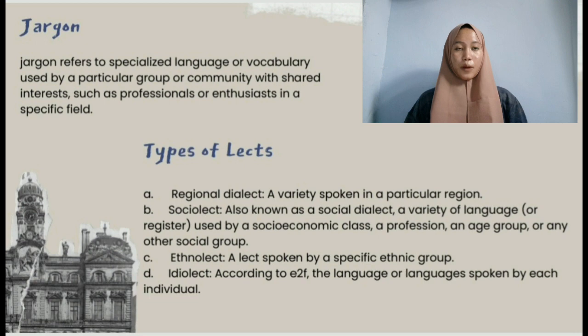And the last type of lect. There are four types of lect. The first one is regional dialect, a variety spoken in a particular region. The second one is sociolect, also known as a social dialect, a variety of language or register used by a socioeconomic class, a profession, an age group, or any other social group. And the third one is ethnolect, a lect spoken by a specific ethnic group. And the last one is the idiolect. According to E2F, the language or languages spoken by each individual.